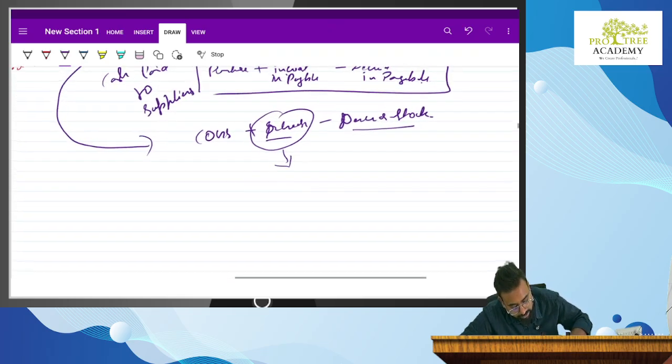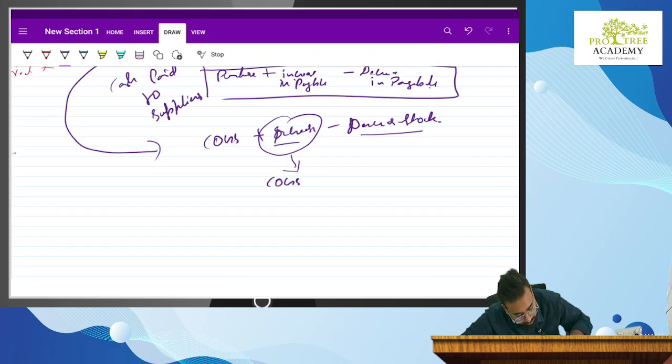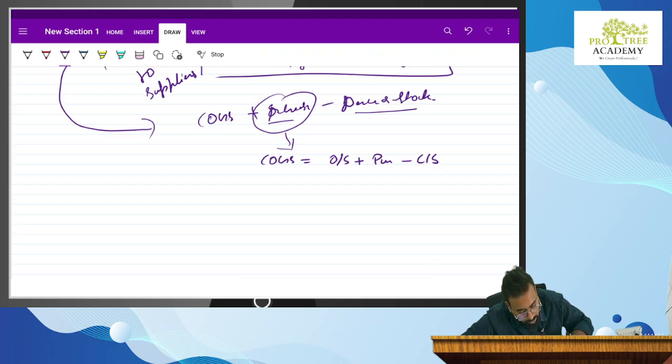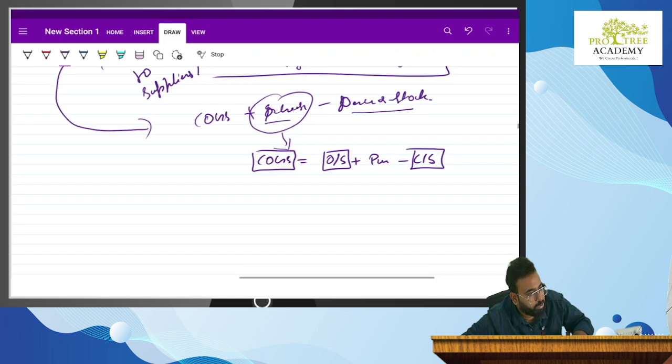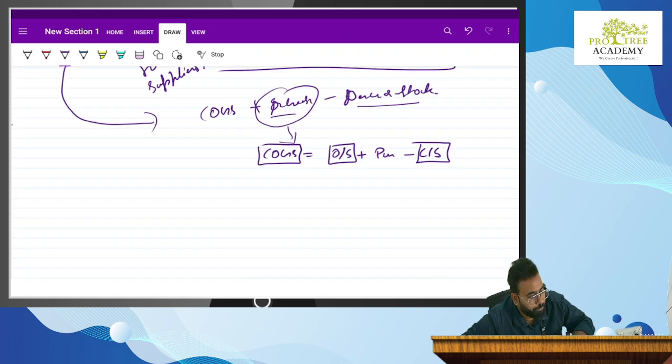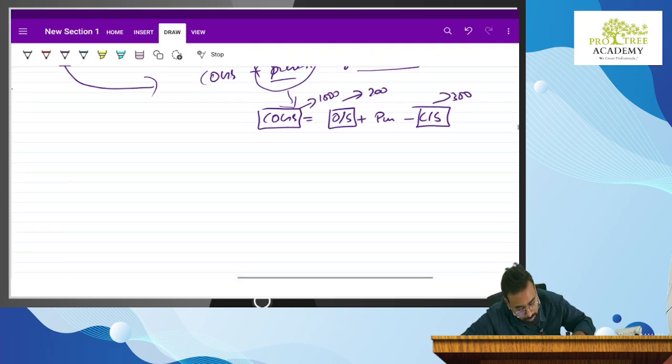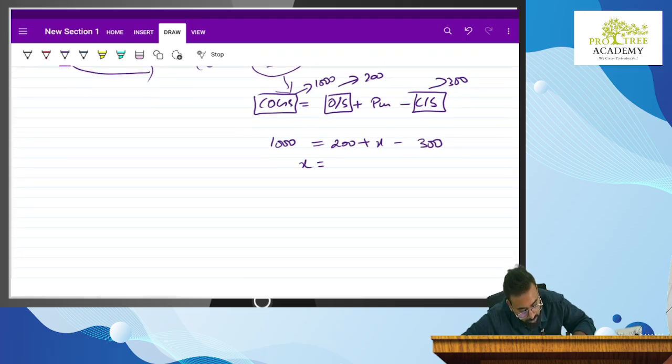Sir, the formula remains the same. What is the actual formula of COGS, sir? Opening stock plus purchases minus closing stock. Correct, sir? So, what they are trying to tell you is, if they have given information about COGS, opening stock, and closing stock, you can straight away use it in this formula and arrive at purchases. Say, for example, this is 1000, this is 200, this is 300. So, how to arrive at it, sir? Simple, sir. 1000 is equal to 200 plus x minus 300. Correct, sir? X is equal to, sir?